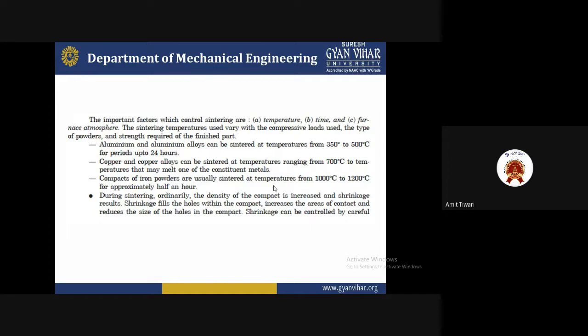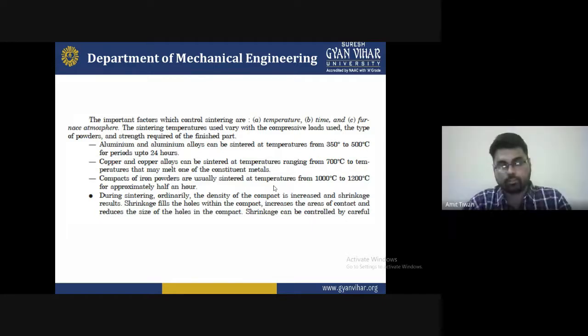And the third one is the compact of iron powder. For the iron powder, usually we sinter at a temperature from 1000 to 1200 degrees Celsius for approximately half an hour. At that time the sintering will be controlled by three factors: temperature, time, and furnace atmosphere.